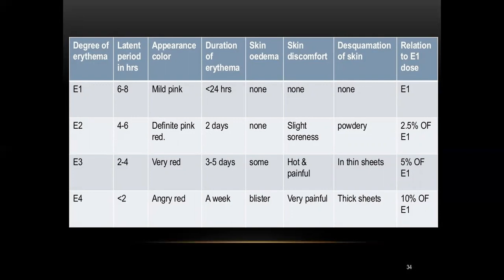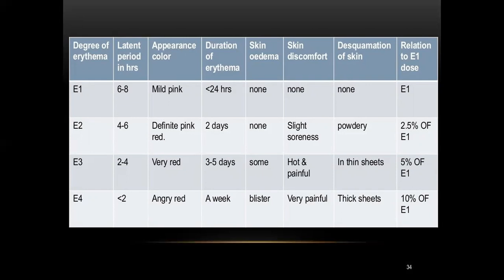Relation to E1 dose: in E2, latent period is 4 to 6 hours. Appearance is definite pink or red. Duration of erythema up to 2 days. Skin edema none. Skin discomfort slight soreness. Desquamation of skin powdery. Relation to E1 dose is 2.5 times the E1.